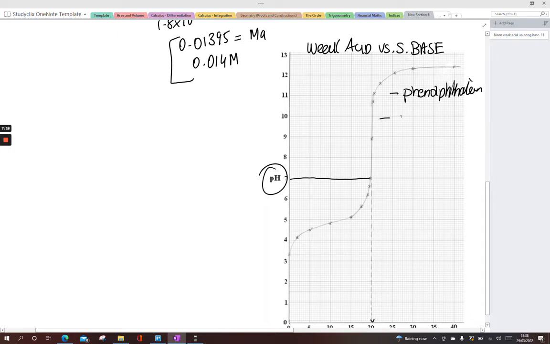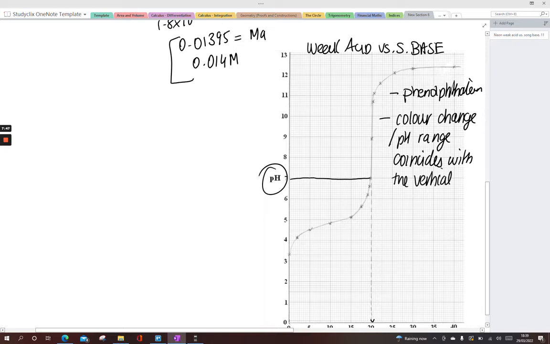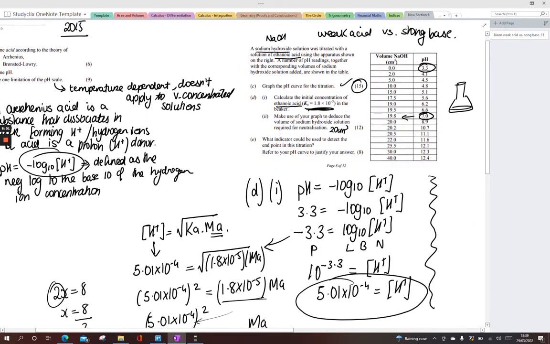The reason for that, the colour change, or the pH range of phenolphthalein, lies or coincides with the vertical part of the curve. And the pH range of phenolphthalein is 8 to 10. So it lies within that. So 8 to 10, there we go. It's within that vertical part. Yeah, so the colour change or the pH range lies within the vertical part of the curve.